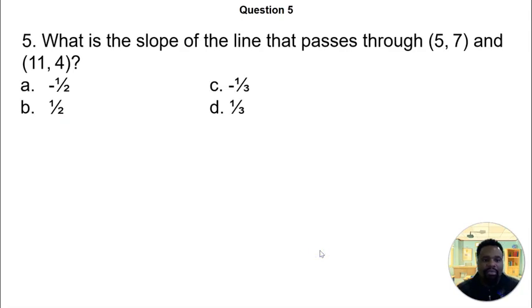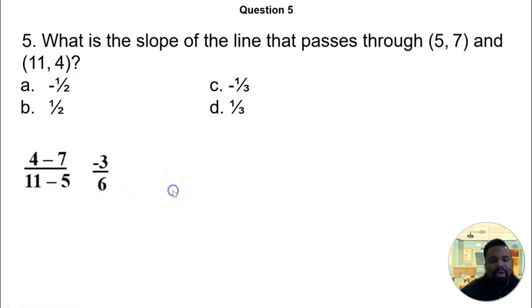Let's look at number 5. What is the slope of the line that passes through (5, 7) and (11, 4)? You can do a couple of things here. You can apply the slope formula. Slope formula is saying I'm going to take my y2 minus y1 and divide it by my x2 minus x1. So this is x1, this is y1, x2, y2. So I'm going to do 4 minus 7 over 11 minus 5.